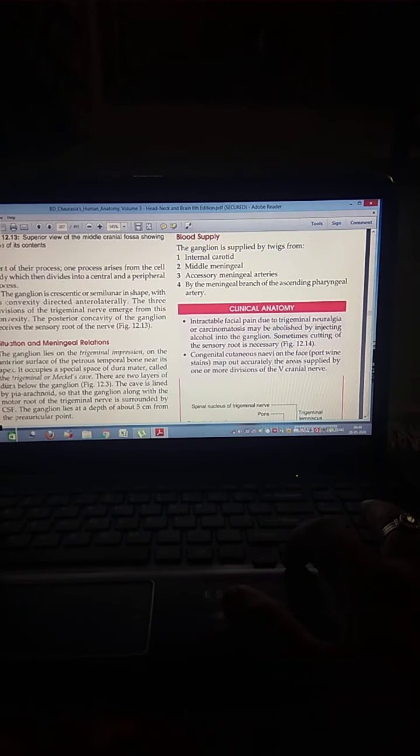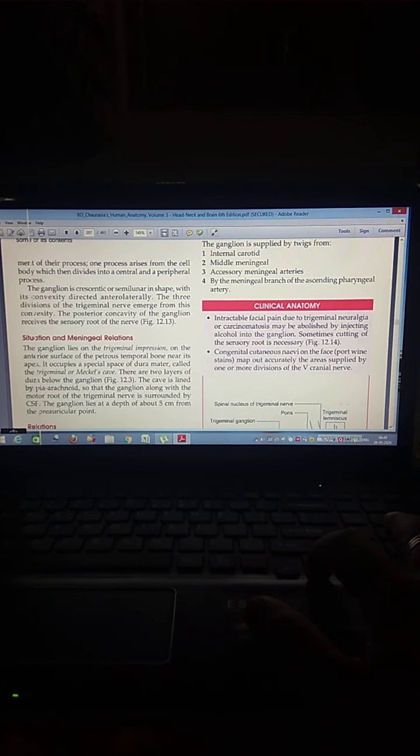Now, situations and the meningeal relations. The ganglion lies on the trigeminal impression on the anterior surface of the petrous temporal bone near its apex. It occupies a special space of dura mater called the trigeminal or Meckel's cave. There are two layers of the dura, which enclose the ganglion.